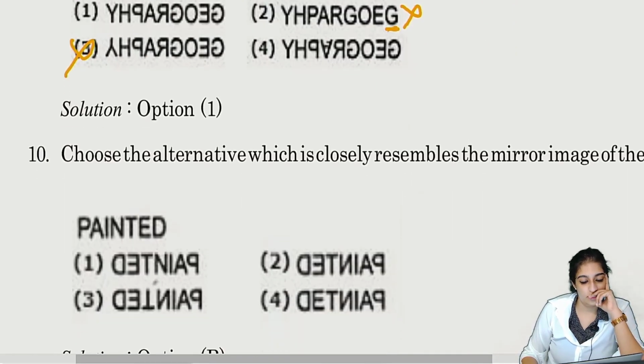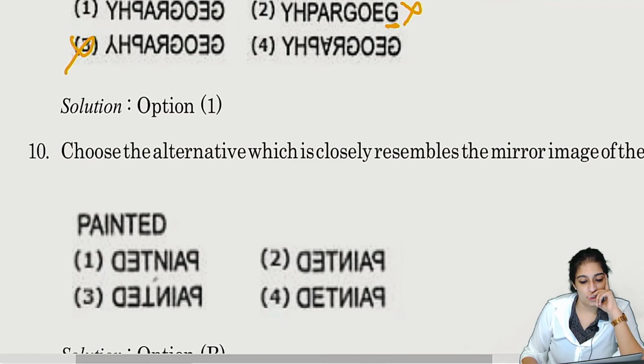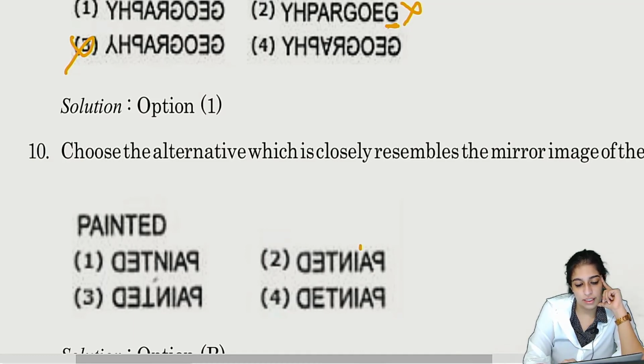Painted. Now again, P, it has to end with P, and so it is ending with P. Very good. It has to start with a D. All of them are starting with a D. Brilliant. Let's see other things. A does not change. Okay, A is not changing anywhere, so we'll have to see each and everything. Okay, let's see the first one.